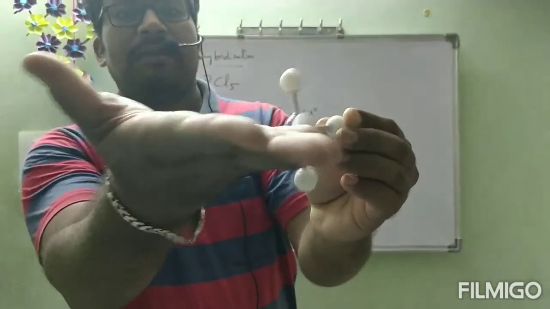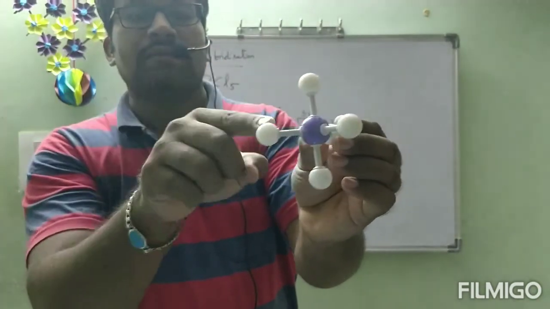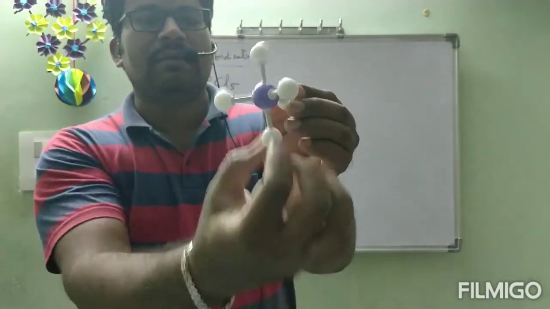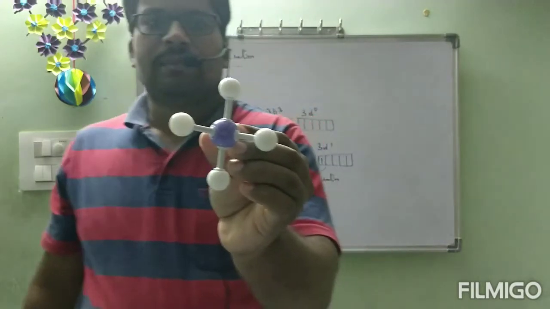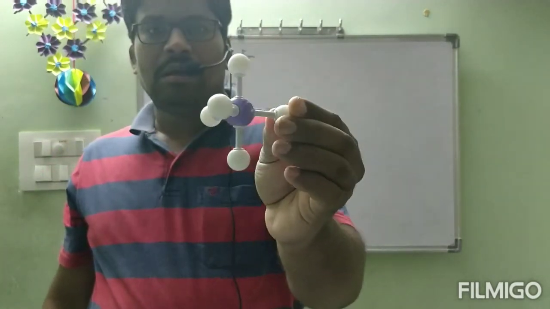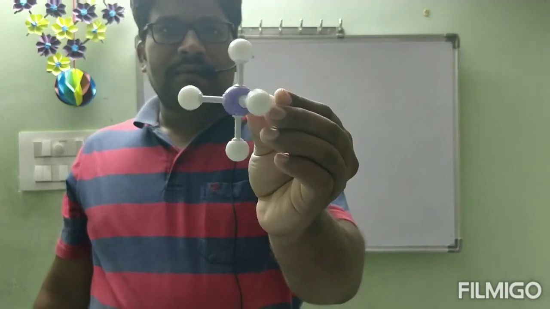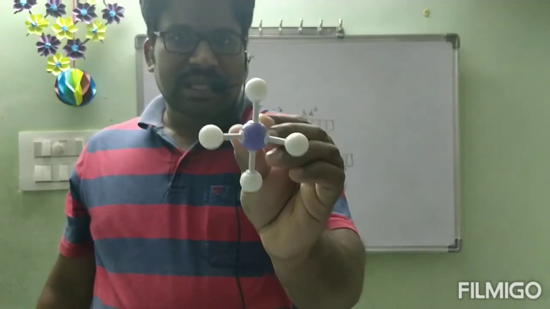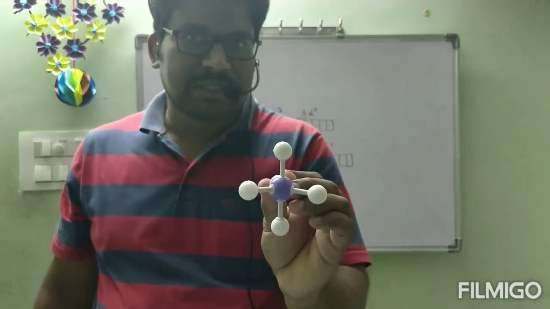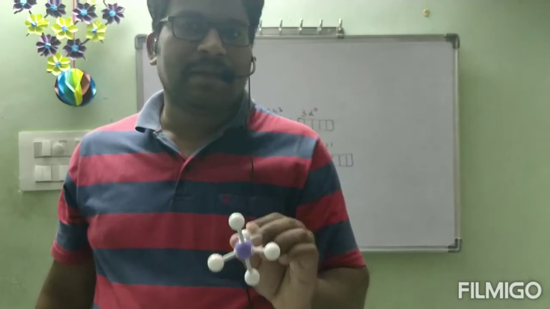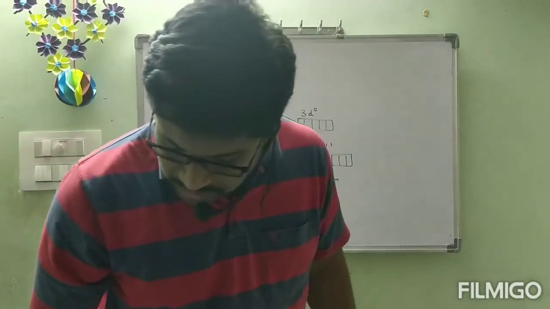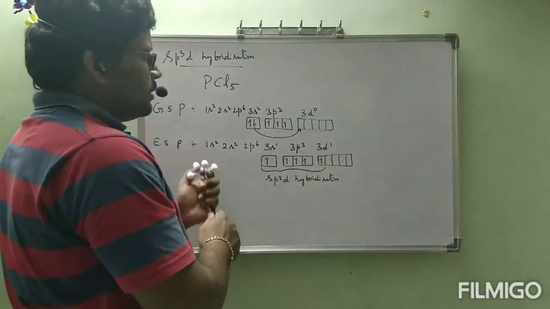These three are in plane along with the phosphorus. One will be above the plane and another one will be below the plane. With this type of structure only, these 5 orbitals exist with less repulsions. If you change the shape, repulsions will be increased. Now I am going to draw on the board. Let us observe.